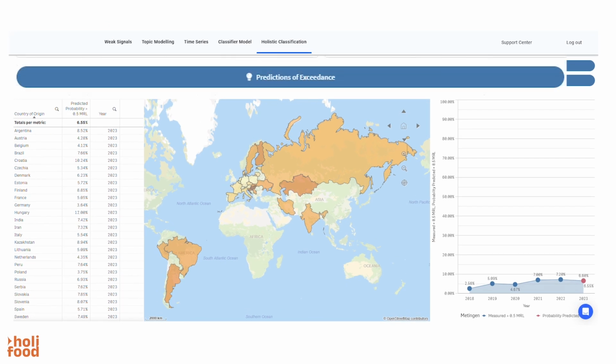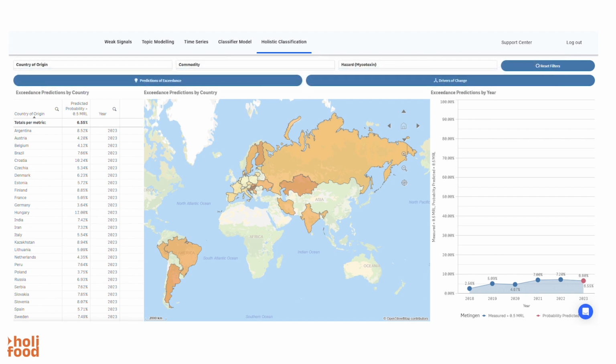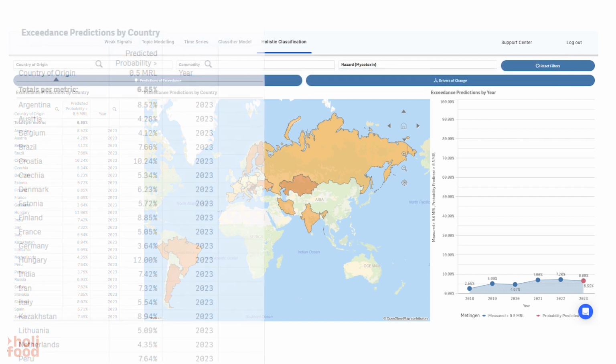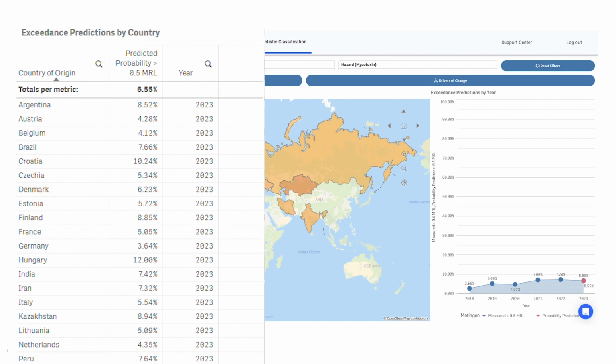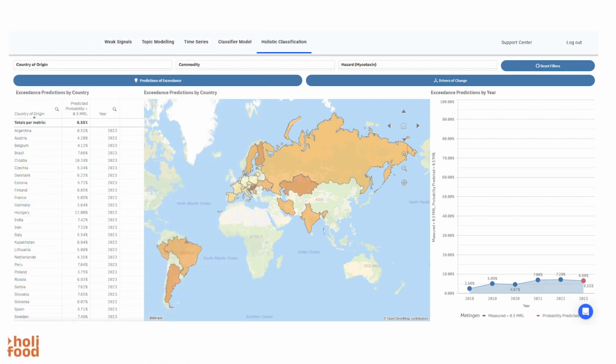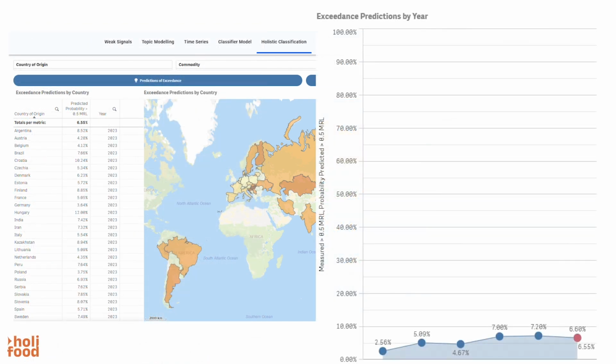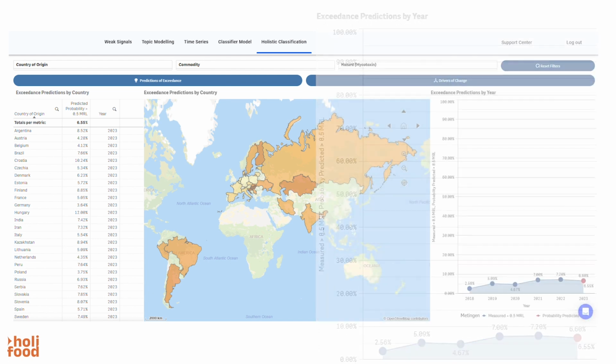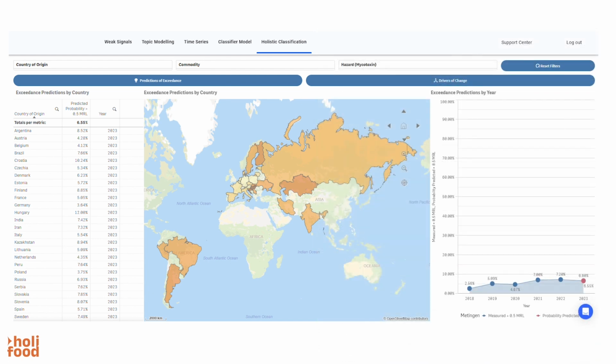In the tab Predictions of Exceedance, we look at predictions from mycotoxins and cereal grains. On the left, we see the calculated probability of a country exceeding half of the maximum residue limit for all combinations of product and contaminant. On the right, we see the actual measured exceedance per year in blue, while the predicted value is shown in red. The values for each country are also visualized on the world map.